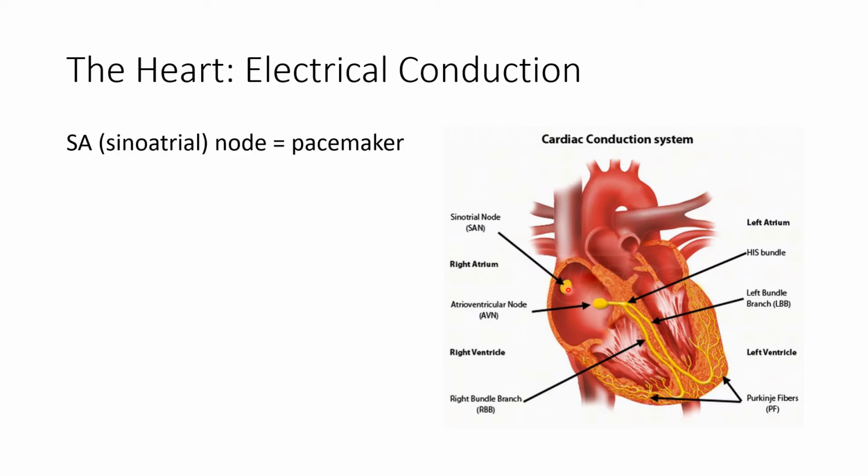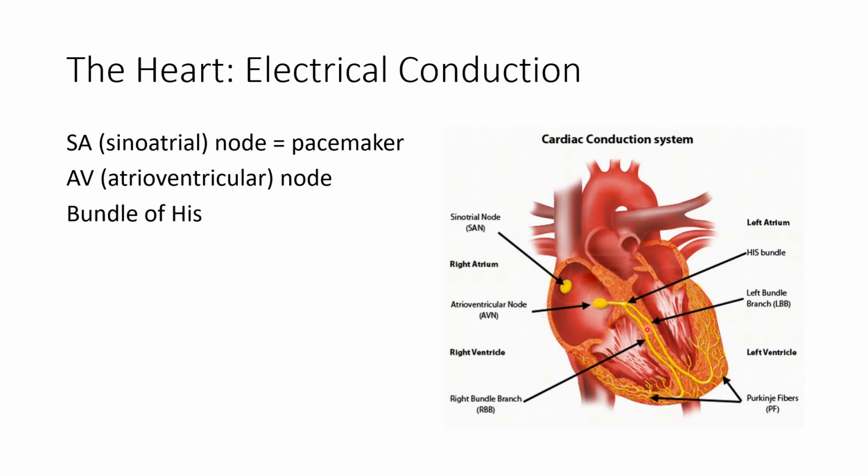So the first portion is called the SA node, the sinoatrial node. This is called the pacemaker of the heart because this is the node that generates the impulse that then flows through the rest of the heart. After the SA node, the impulse will travel through the atrioventricular node, which is down here. Both of those nodes are found in the right atrium over here.